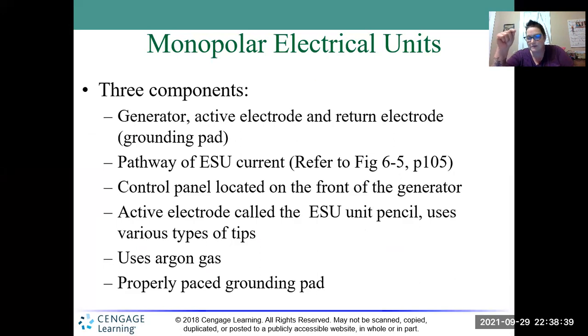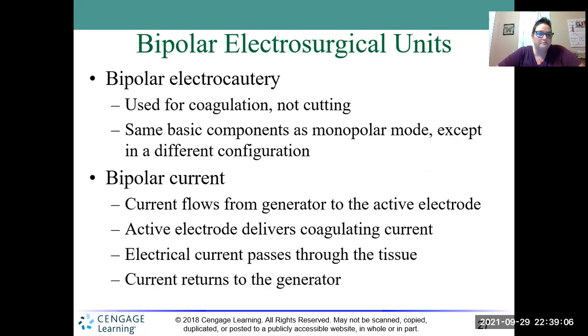And so there are different types of tips that are going to be used on that Bovie, and then that grounding pad has to be properly placed. And like we talked about last week, that pencil needs to be replaced in that carrying case, so that it is not accidentally engaged and causes a fire or cuts tissue that is not needed to be cut.